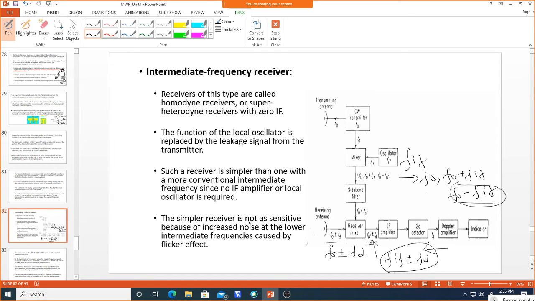The simpler receiver is not as sensitive because of increased noise at the lower intermediate frequencies caused by the flicker effect. At the lower frequency, due to the flicker noise, which varies as 1 over f with respect to the frequency, that flicker noise will be very large at the intermediate frequencies. Because of that, the sensitivity matters here.